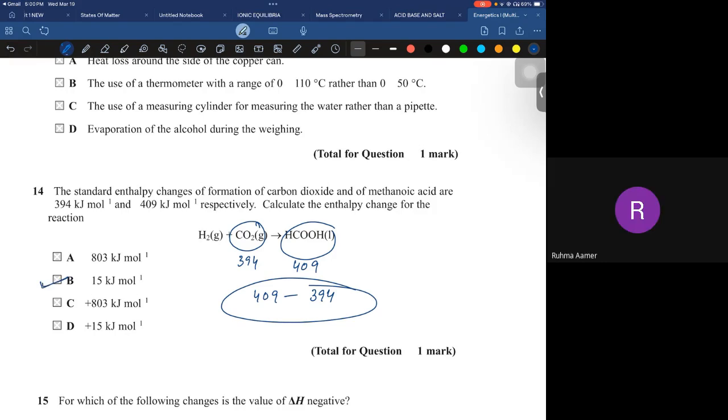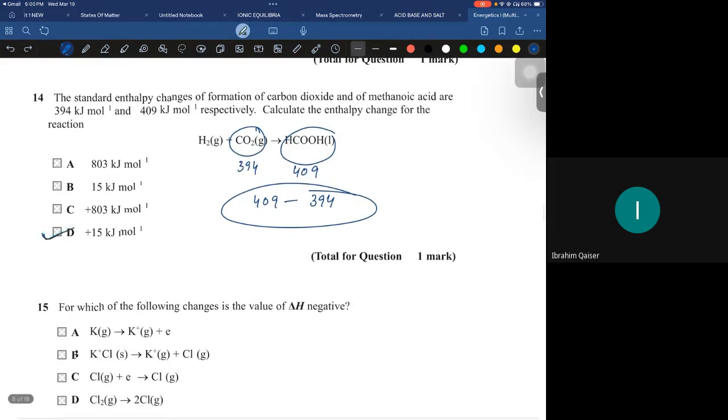Why do I think D? This would be minus 15, I think so. It's a typing error, because this is plus 15, right? So I'm getting plus 15. That's why I can say the reaction is endothermic.